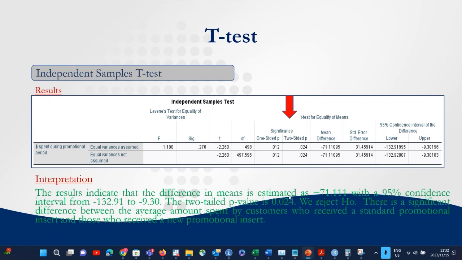Coming back to what we wanted to do, we wanted to compare. If we look at our p-value here, we're doing a two-sided test. We see we have a small p-value, right? And we can see the difference is this much, in the range of our confidence interval. The p-value is less than 0.05, so we reject the null hypothesis. There is a significant difference between the average amount spent by customers who received a standard promotion and those who received a new one.